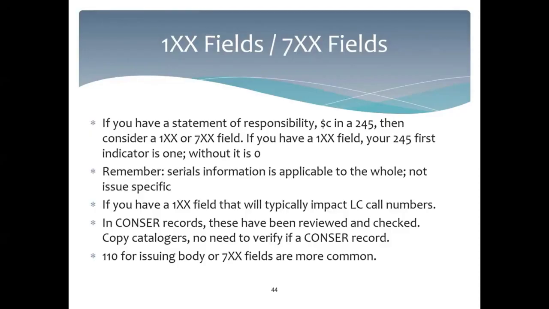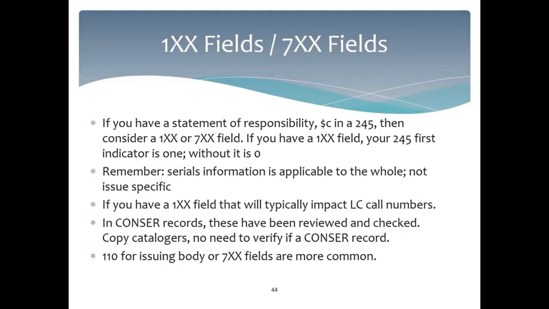So the bottom line of it is, if you have a 1XX field, a 110, a 100, a 111 field in a serial record or in any MARC record, it's not just serials, then your 245 first indicator is 1. Without it, it is 0. So that's just a straight up MARC thing. And this is true for all bibliographic MARC records.